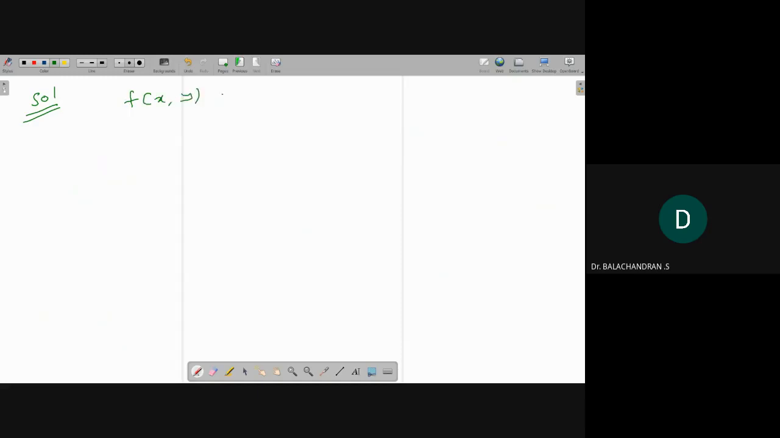Here the function f is given directly: f of x, y equals 2.5 into x power 0.45 into y power 0.55. But the constraint is not given directly. A similar type of problem may come, so you need to practice a problem like this.